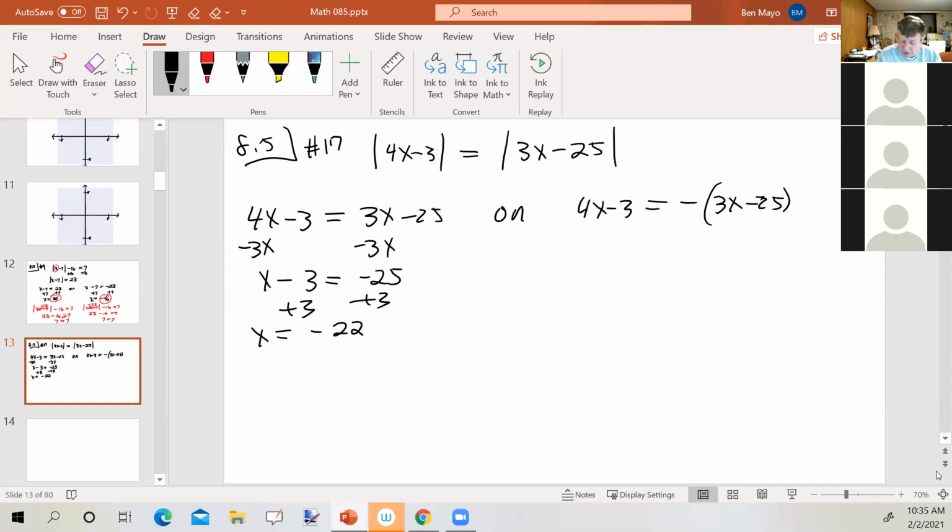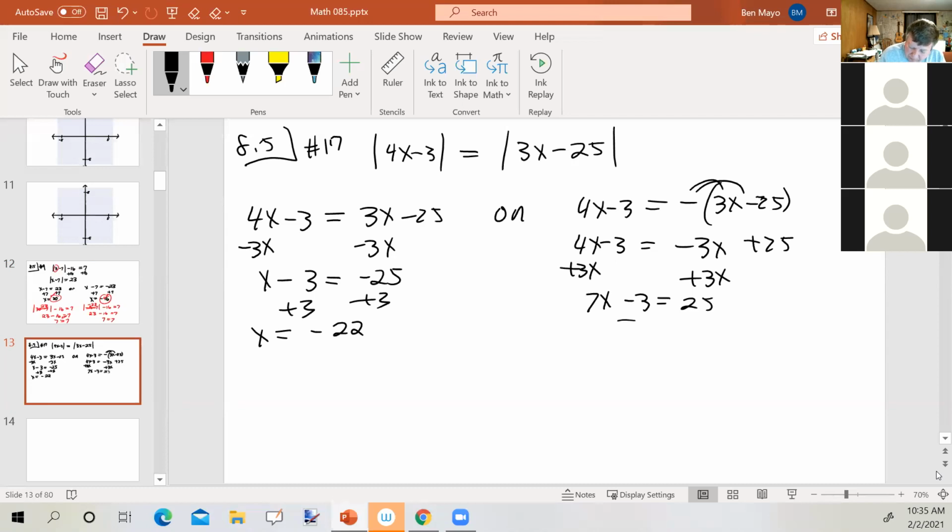The second equation, or the one on the right, the left side doesn't change. Distributing the negative sign, we get negative 3x plus 25. Then I'll add 3x to both sides of the equation. 7x minus 3 equals 25. I'll add 3 to both sides of the equation. 7x equals 28. Divide by 7, x equals 4. So let's check our work.